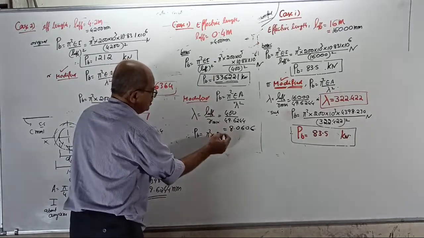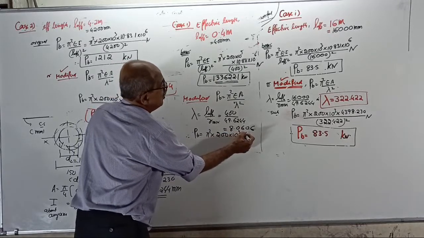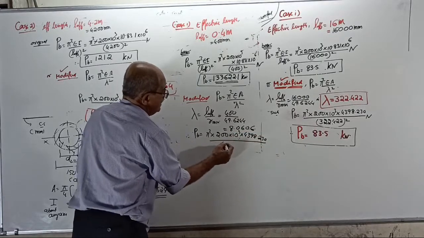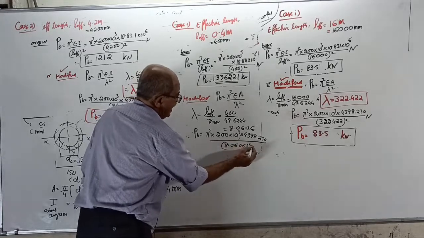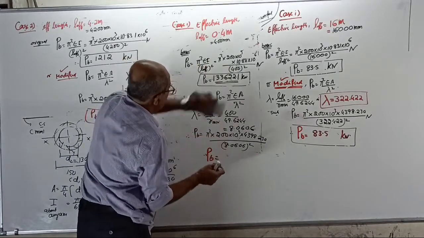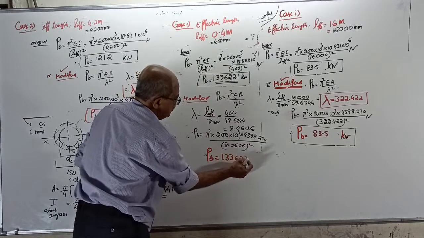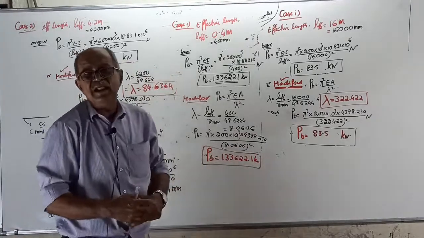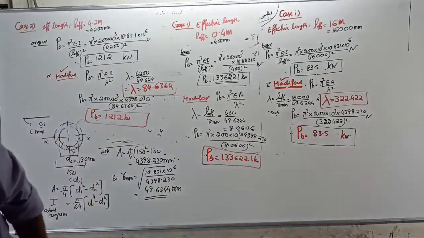E is 210 to the power 3 into area 4398.230 divided by 8.0606 whole square. 100% your buckling load will come. Same answer. 133,622.1 kilonewton. Red color is the modified formula. Now later I am changing the color. This color is for the original one.